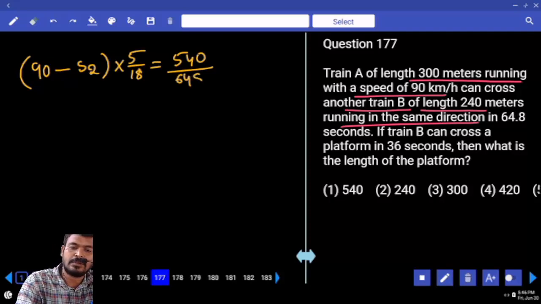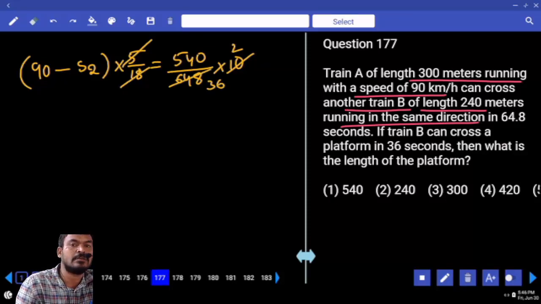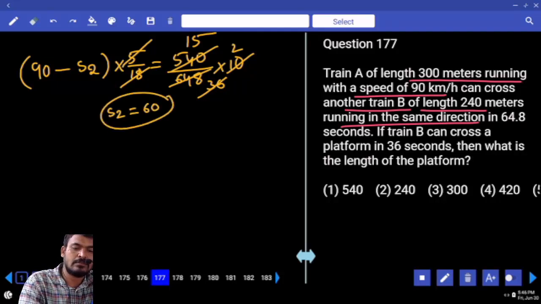64.8. We write this as 648 by 10, multiplied by 10. 540 divided by 64.8 gives 30. Next, 90 minus S2 equals 30, then S2 equals 60. S2 value is 60 kilometer per hour.